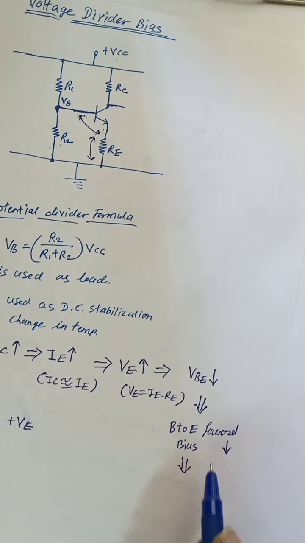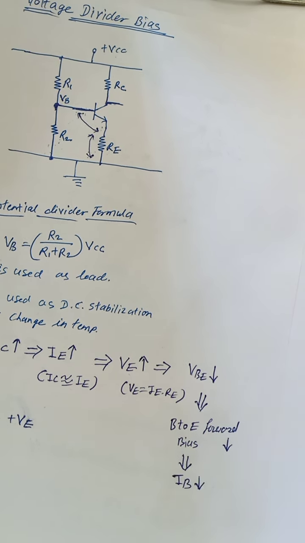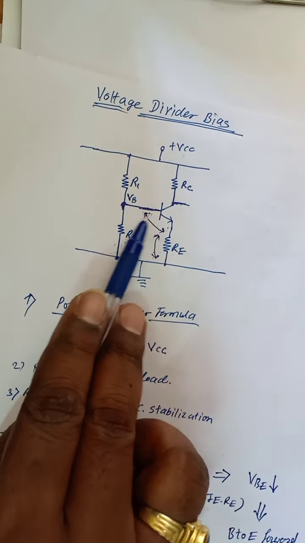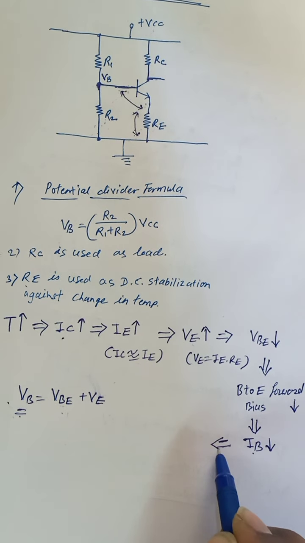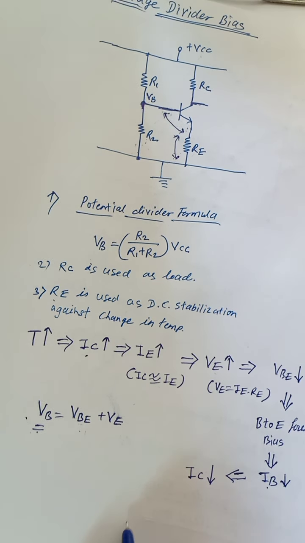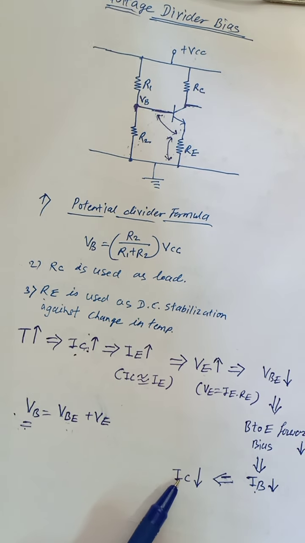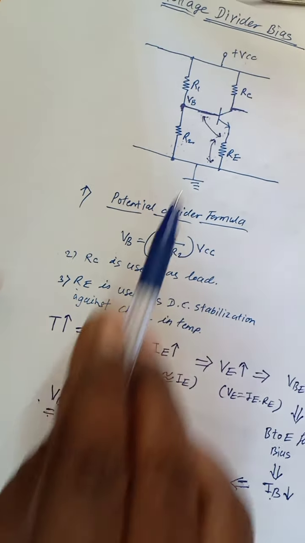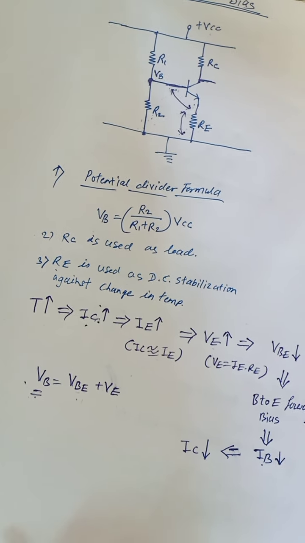As the base to emitter forward bias decreases, IB decreases. Okay, so we continue this sequence up to here. As this voltage decreases, IB decreases. IB decreases means what? IC also decreases. So whatever IC increased is decreased at this point, and that is because of RE only. This means that RE is used for the stabilization of the Q point.